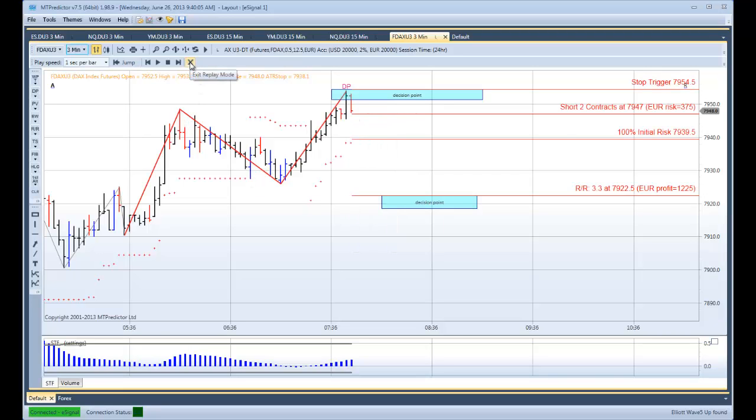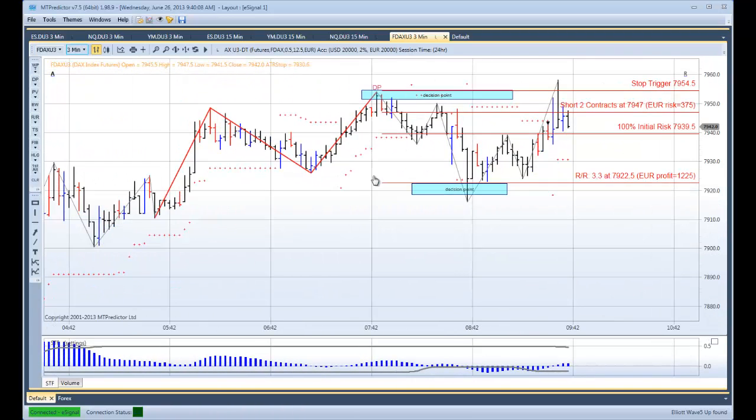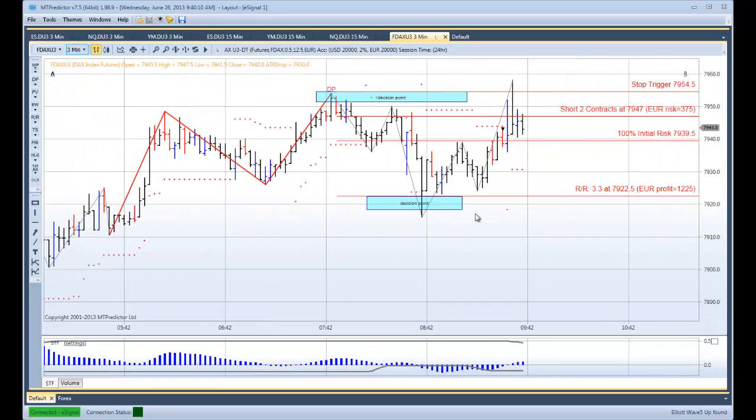And as we've already seen, when I turn training mode off, the market went down to this first target here, where a potential 3.3 hour profit was available.